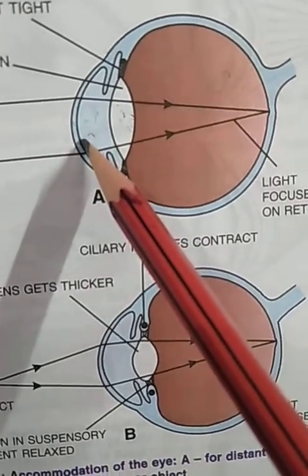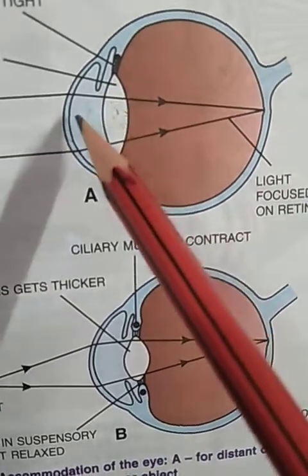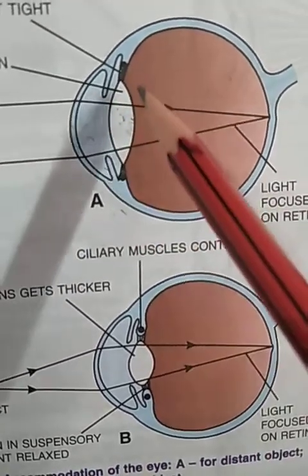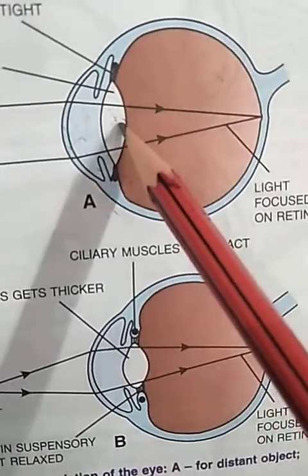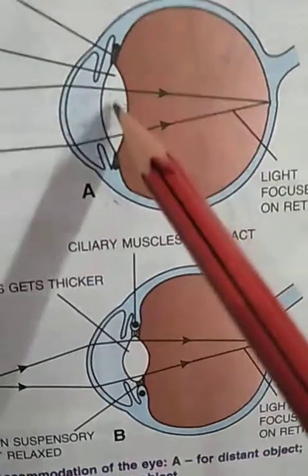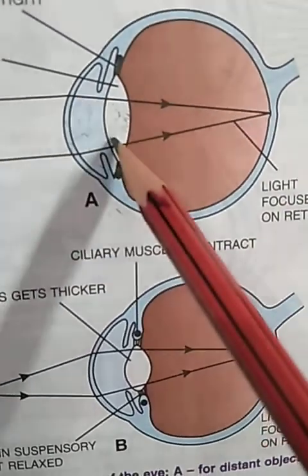as the aqueous humor. And this aqueous humor has two functions. First, it keeps the lens moist and protects it from any kind of physical shock. And the second function is that it refracts light.